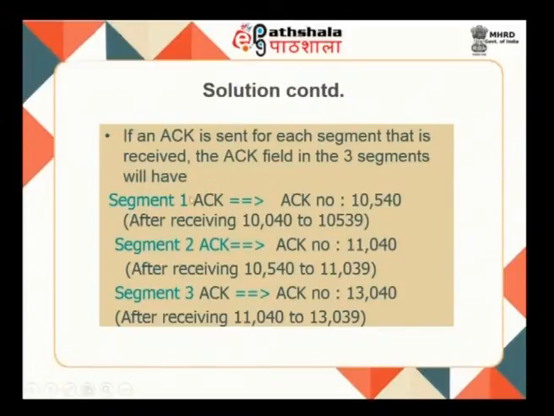And what will be the acknowledgement values? The first segment, assuming that each segment is acknowledged as soon as it is received. Okay. So, segment 1 acknowledgement number will be 10,540 because it has received 10,040 to 10,539. So, having received 10,539, next byte expected is 10,540. So, it will show that the acknowledgement number will be 10,540. Second segment's acknowledgement number similarly will have a value of 11,040 after receiving up to 11,039. Similarly, third segment's acknowledgement will be 13,040 after receiving up to 13,039. Okay. So, you can see this is basically how the sequence numbers and the acknowledgement numbers will be given.